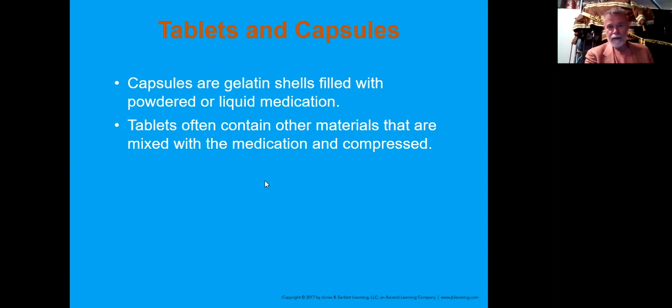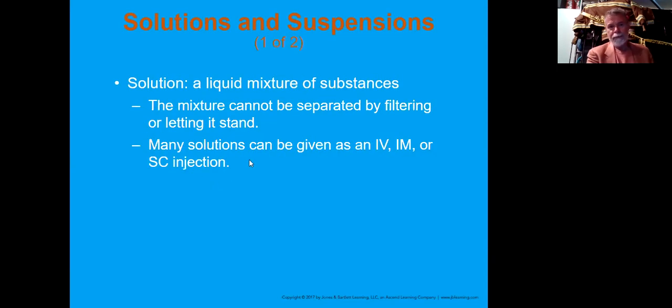Tablets, other medications, or I should say materials, will mix to actually keep that stuff together and compressed until it gets into your system and starts breaking down. And that's why those tend to have slower absorption rates. The solution, we've got the mixture, cannot be separated by filtering or letting it stand. Okay, so it's not going to come apart. The solutions can also be given as IV, so intravenous, intramuscularly, or a subcutaneous injection.